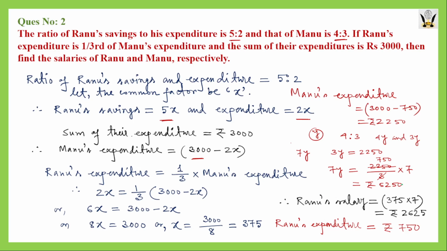So our answers are the salary of Ranu. Total salary of Ranu is 2625 rupees, and total salary of Manu is 5250 rupees.